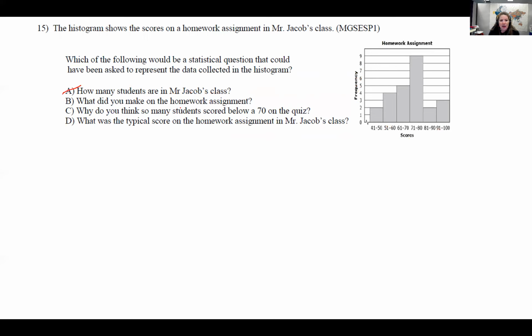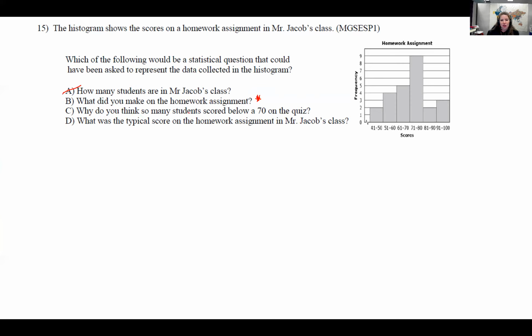What did you make on the homework assignments? So if he's asking a lot of different students, he could get a lot of different responses, right? If I went to one student, they might make a 70. If I went to another student, they may have made something different, if I'm asking a whole class. So I'm leaning toward this one, but I don't know if that's the best answer yet, okay? Because if I asked you what did you make on a specific assignment, there would only be one response that you could give me, right? All right, so let's see what C says.